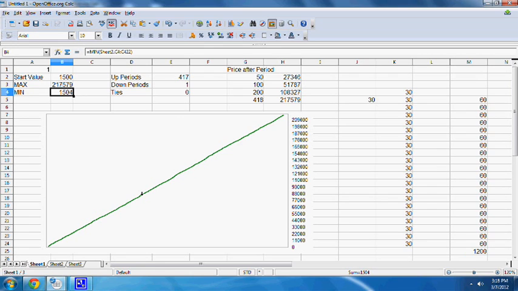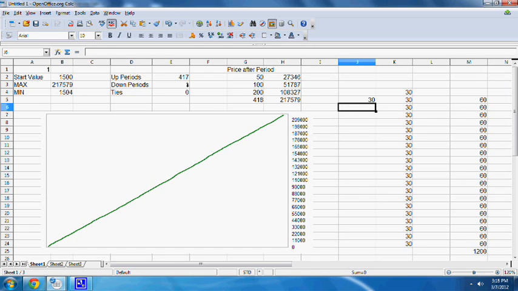418 periods, of which one of these went down. I don't know if you can tell me which one of these 418 candles was a down one. But it's pretty much straight up. If you take a look at some of these areas up in here, there's a little bit of difference, but straight up.